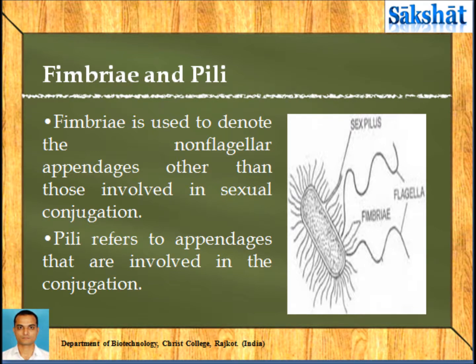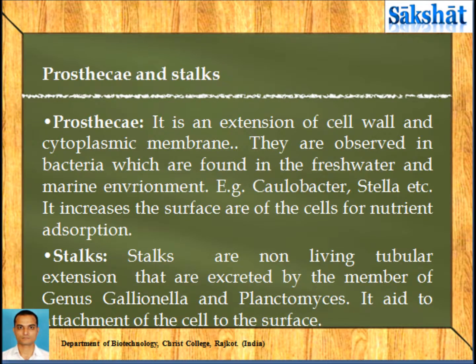The next structure is prosthecae. It is an extension of the cell wall and cytoplasmic membrane. They are observed in bacteria which are found in freshwater and marine environments, for example, Caulobacter stella. It increases the surface of the cell, which helps in the absorption of nutrition.